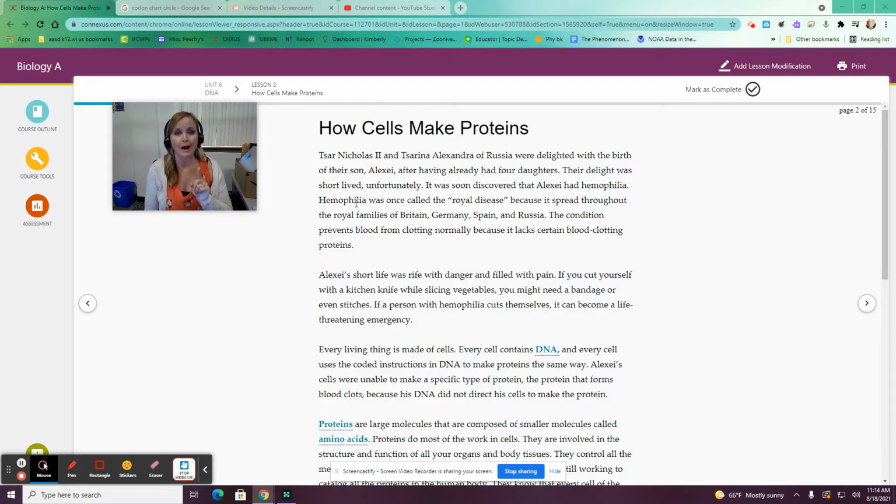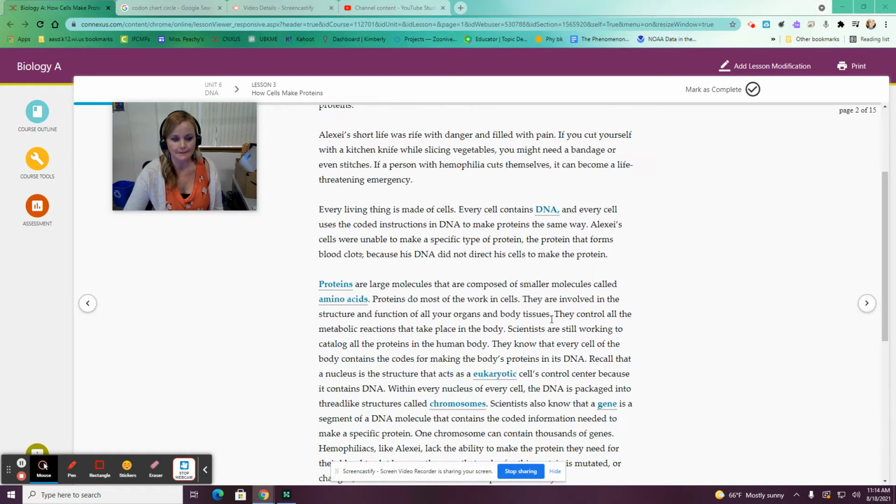Males only have one X chromosome. They are XY. Because they only have one X chromosome, even if they only carry one copy of the recessive allele, they'll always have the condition. So we see it more commonly in males than in females, okay?